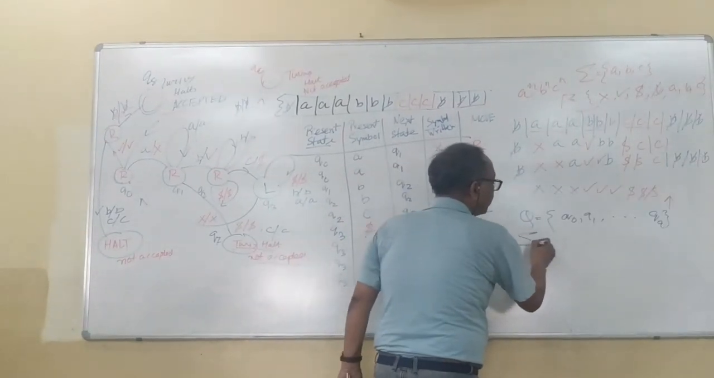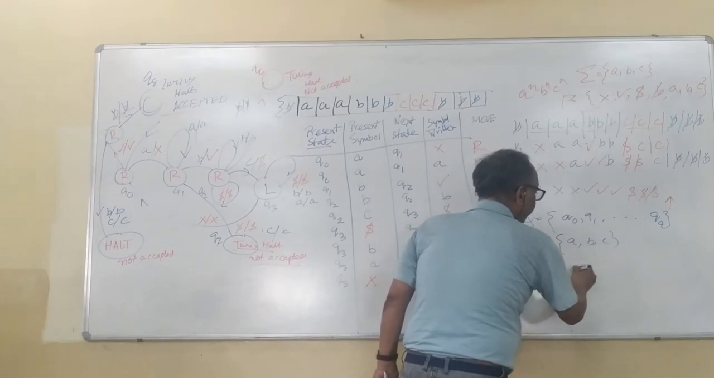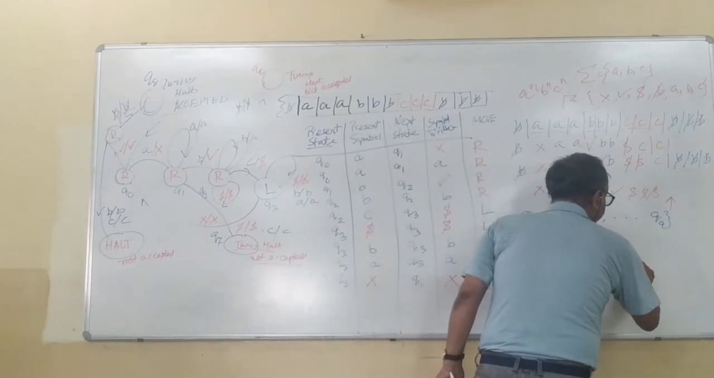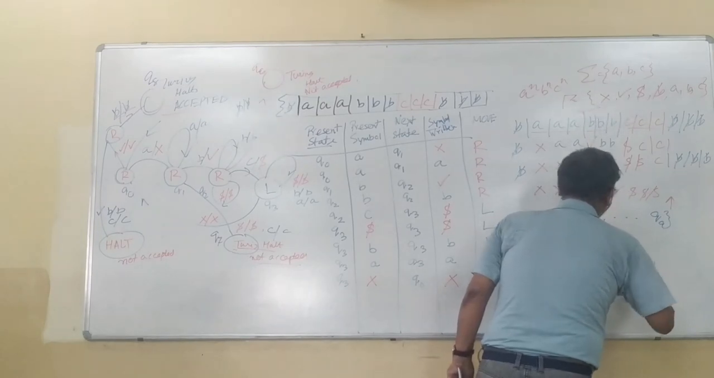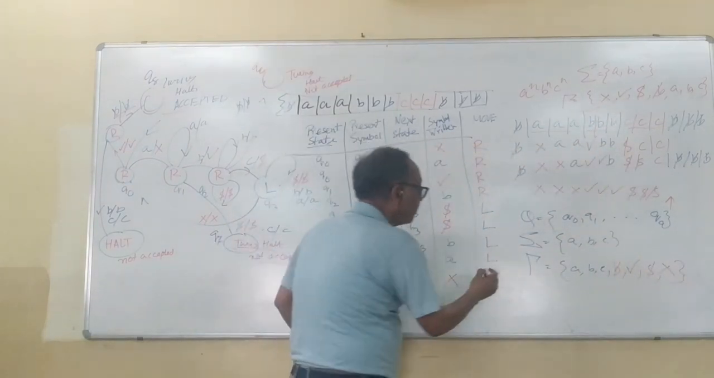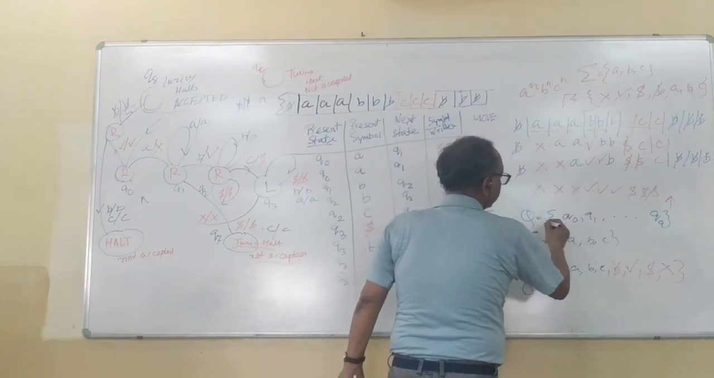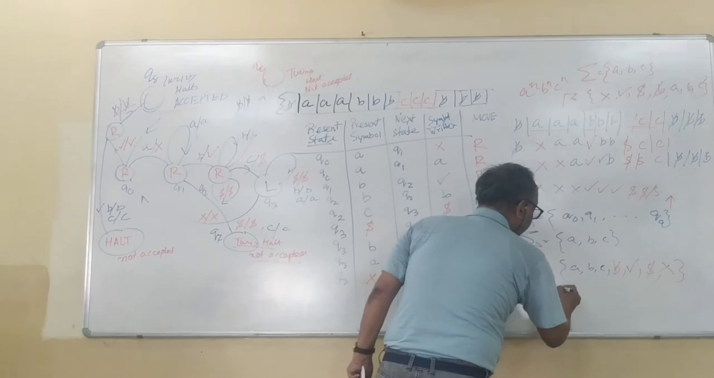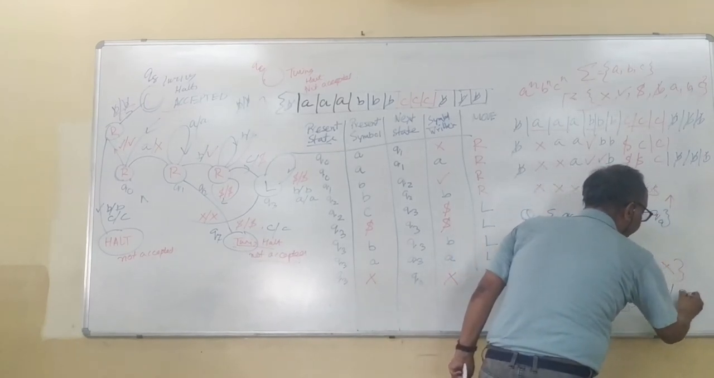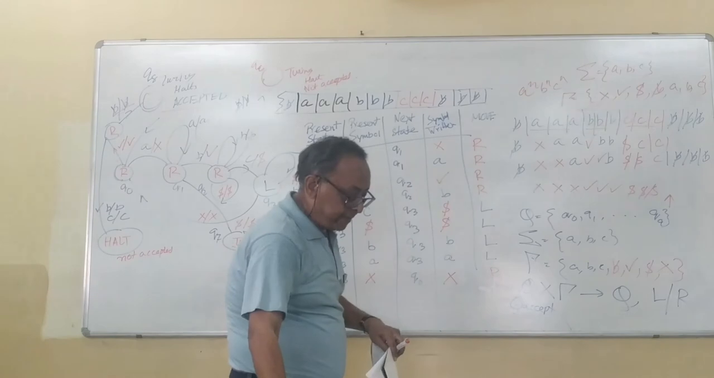Then comes sigma. Sigma I mentioned here: A, B, C. Then comes gamma: A, B, C, and your blank. Blank must be there, along with tick, dollar, and the cross. These are the tape symbols. Then there will be the transition function, that is Q cross gamma, which goes to Q cross gamma and moves either L or R. Then Q accept and Q reject.